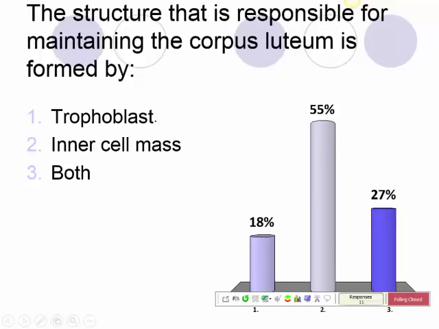The structure is the placenta, right? Remember, the placenta was formed by the trophoblast. The inner cell mass gives rise to the embryonic tissues, the fetal tissues. The trophoblast is the one which forms the placenta. So it is the placenta which maintains the corpus luteum, and that is formed by the trophoblast, okay?